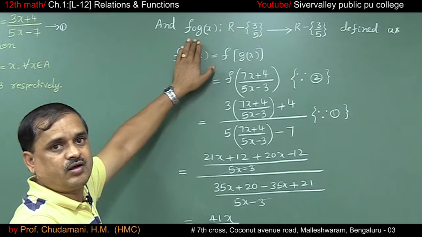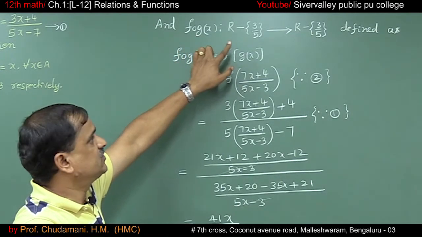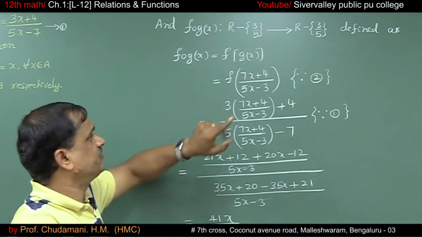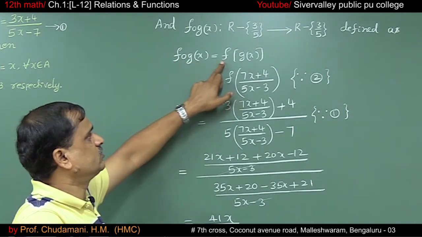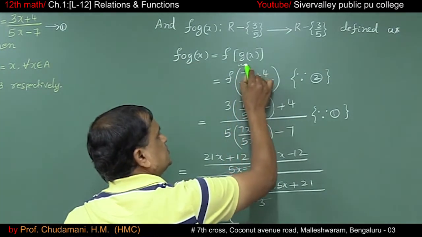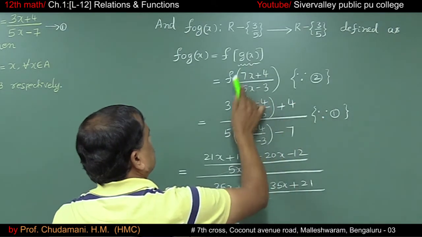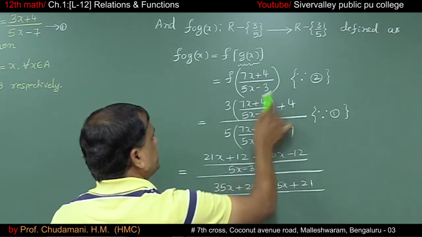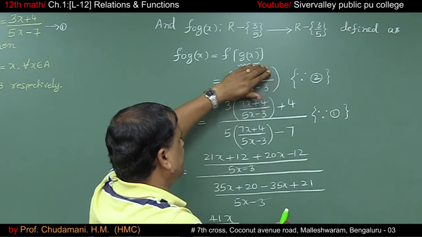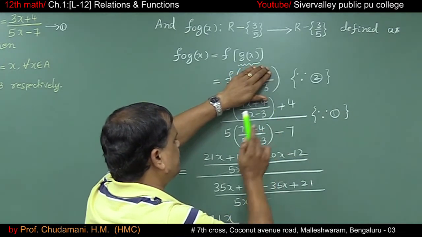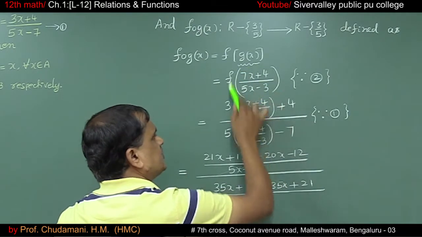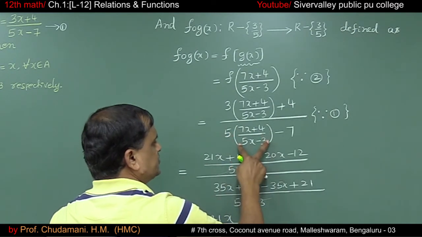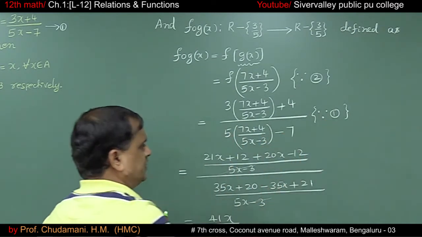and f∘g of x from the set of real numbers except 3/5 to the set of real numbers except 3/5 only, defined as f∘g of x is equal to f of g of x. Look at g of x from equation 2. g of x is (7x+4)/(5x-3). So this is of the form f of x. f of x is (3x+4)/(5x-7), and in place of x we put 3 into this plus 4 divided by 5 into this minus 7, using equation 1.